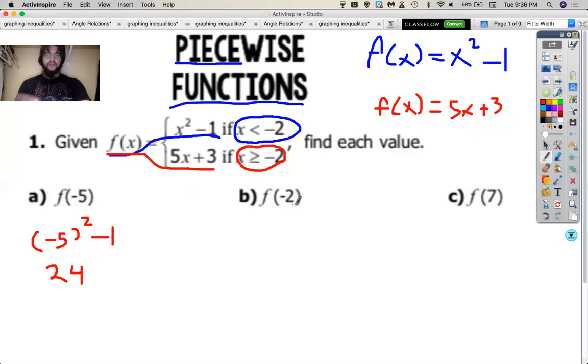Negative 2. All right, now here's an interesting bit. Is negative 2 less than negative 2? Or is negative 2 greater than or equal to negative 2? Think about it. Is negative 2 less than itself? Nuh-uh. Is negative 2 greater than or equal to itself? Yep. It is in fact equal to itself. So we're going to use this guy right here. 5 something plus 3. That something is a negative 2. Again, use a calculator and you get negative 7.